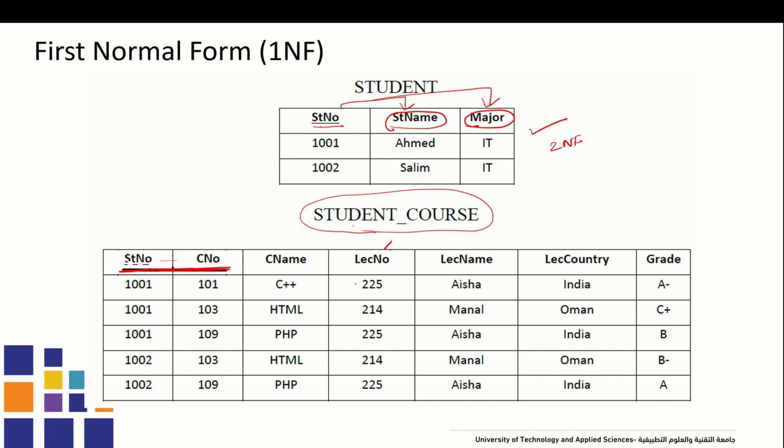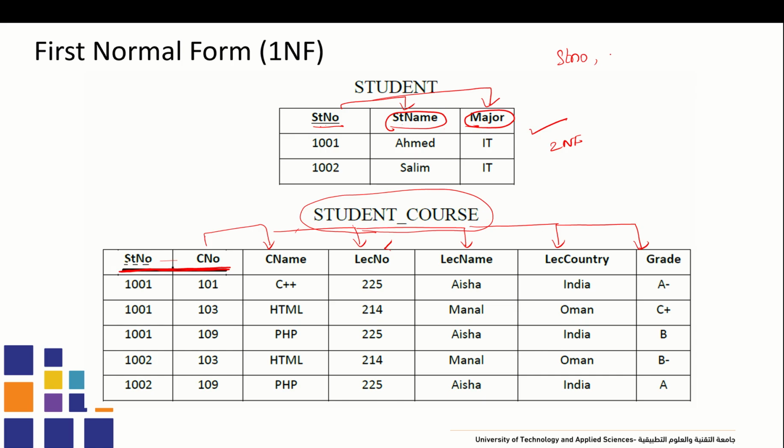Now coming to this table. Now I told you all the columns should depend on the primary key, right? So I will write like this. So these are the functional dependencies. Okay, let me write the functional dependencies here.